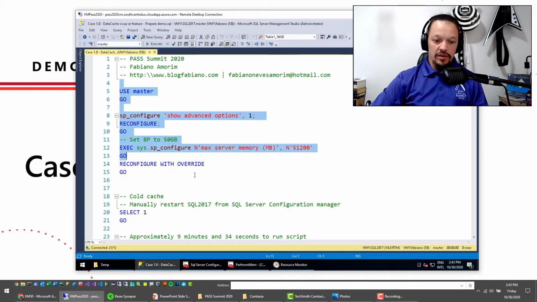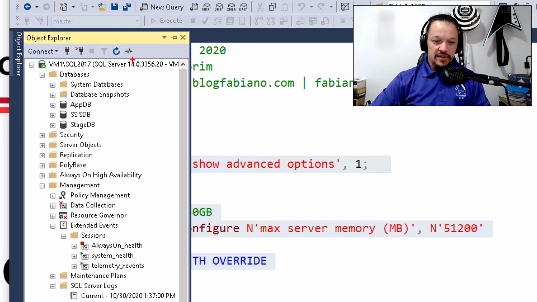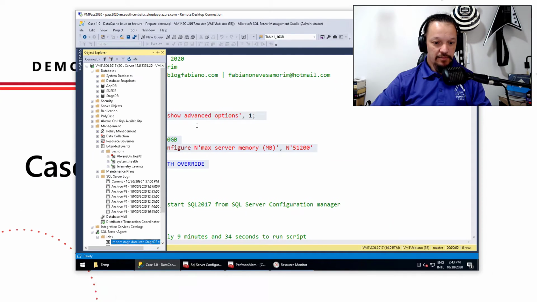Just follow the steps here to prepare the demo if you want to reproduce the problem on your own machine. I'm running this on SQL Server 2017 using the latest cumulative update. And my server, I will give it 50 gig of memory as the max server memory.